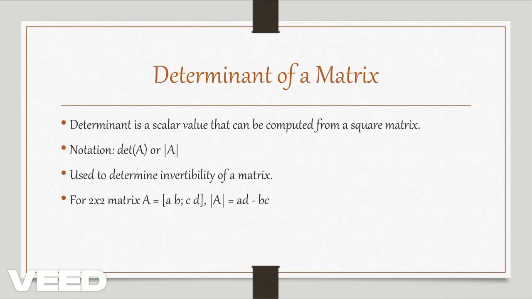Determinant of a matrix. How do we find the determinant? Determinant is a scalar value that can be computed from a square matrix. The main thing to calculate the determinant is that the matrix must be a square matrix. We'll denote it by det of A or A between the modulus.